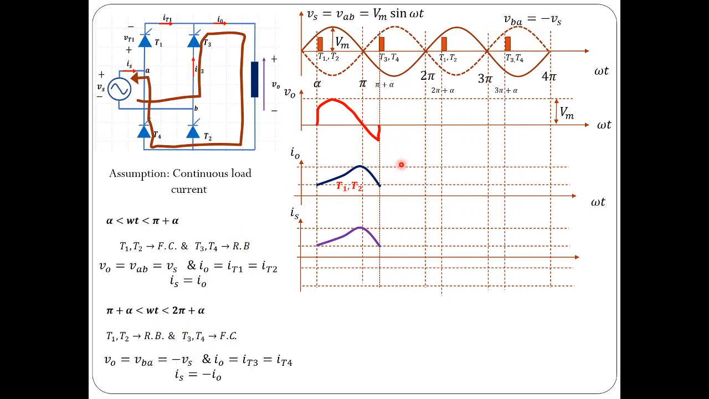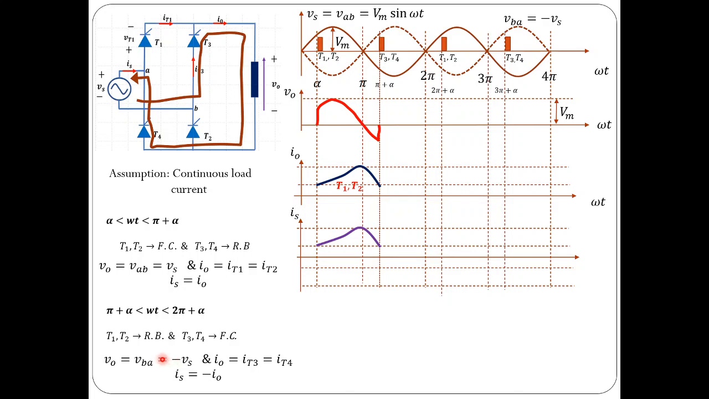So V0 is equal to VBA, which is the same as minus Vs, shown with the dotted curve here. And what about I0? The load current I0 is the same as the thyristor 3 current and thyristor 4 current. But coming to the direction of the load current and the source current, there is a mismatch. They are in disagreement. So the source current is not the same as the load current. It is in fact minus half the load current.